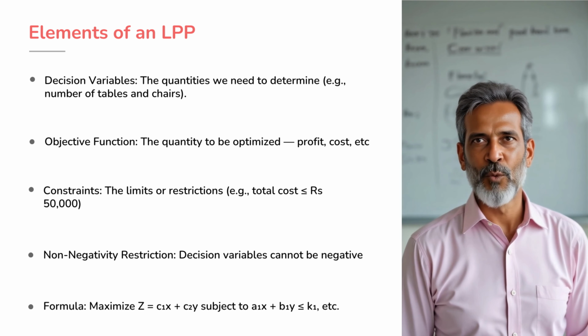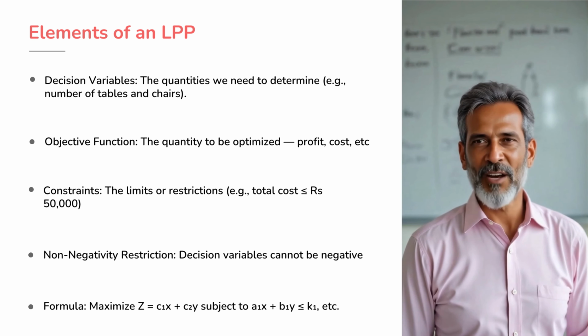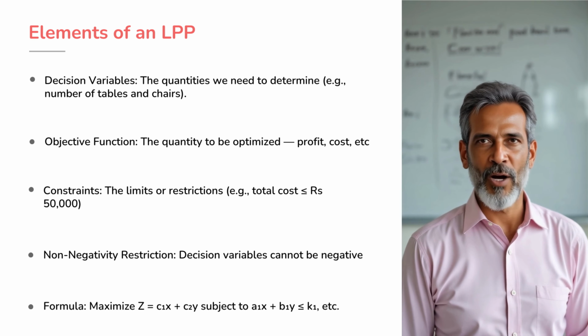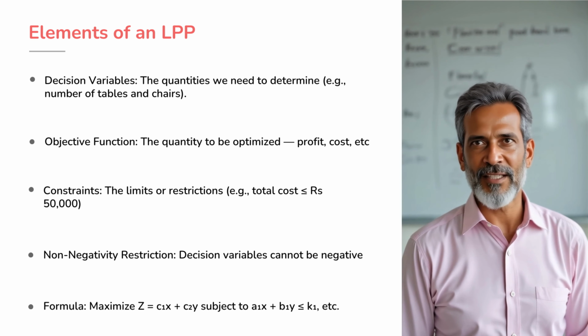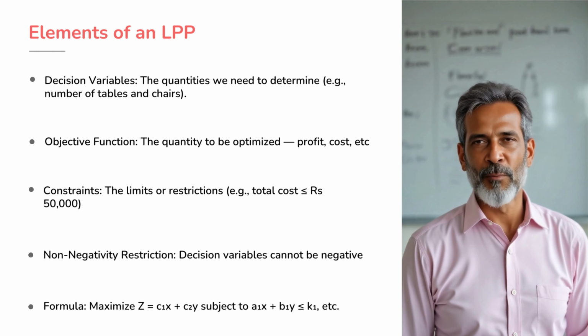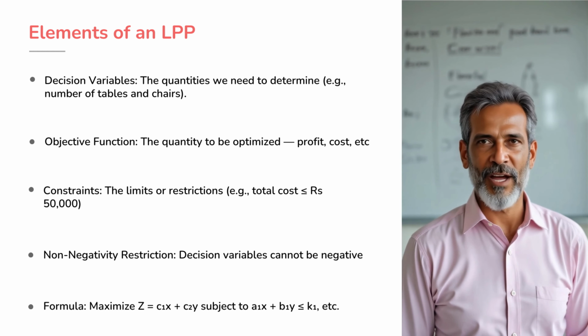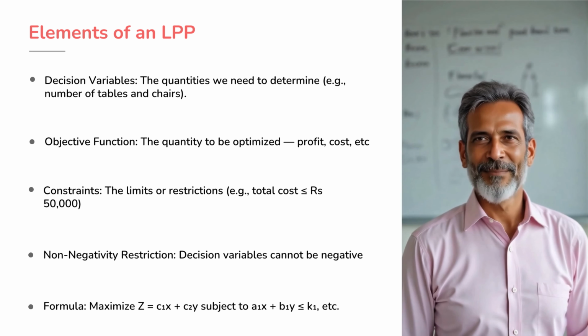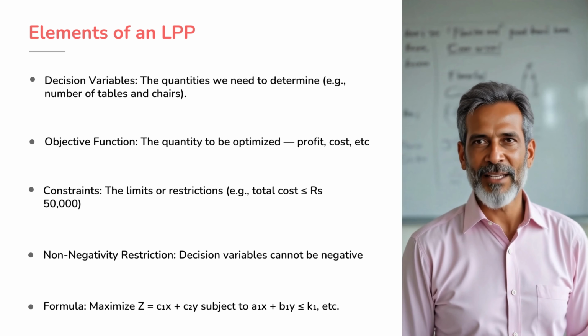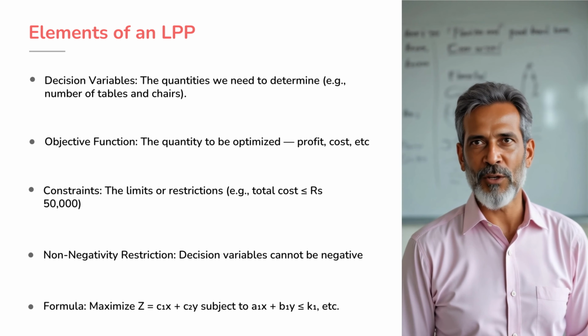Third, the constraints, which are the limiting conditions such as money or space. Like 2500x plus 500y less than or equal to 50,000 and x plus y less than or equal to 60. Finally, the non-negativity restriction, which simply means x and y cannot be negative. You can't have negative chairs or tables. In short, every LPP can be summarized as maximize or minimize z equals c1x plus c2y subject to constraints a1x plus b1y less than or equal to k1 and x, y greater than or equal to 0.